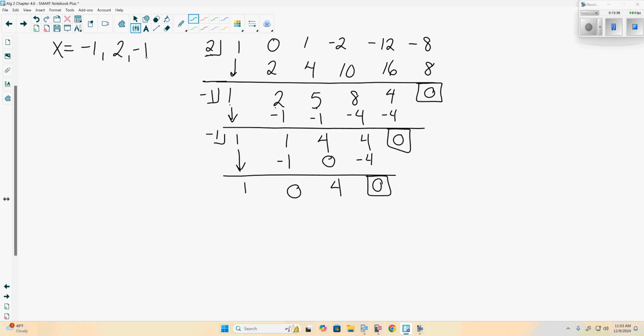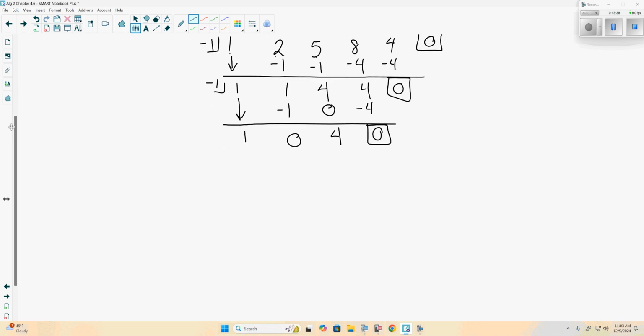We can try. I'm guessing it won't because you were going to quit right there. It won't. Because if we try this again, negative 1 times 1 would be negative 1. 0 plus negative 1 is negative 1. Negative 1 times negative 1 is 1, giving us 5. Doesn't hurt to check.